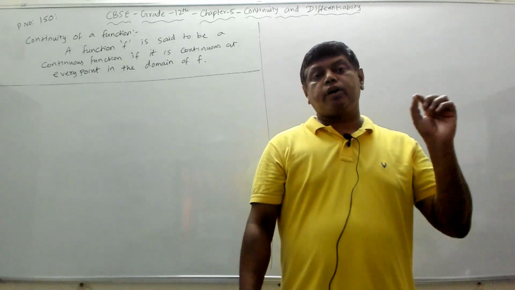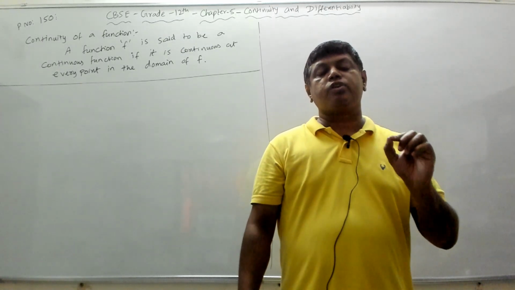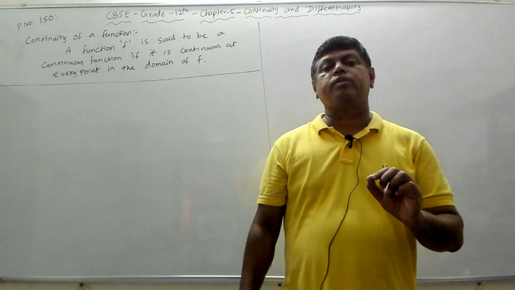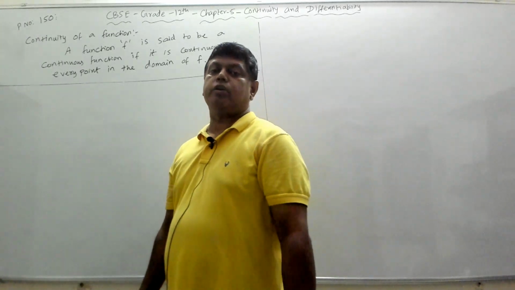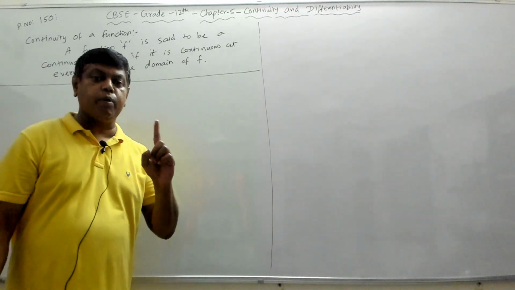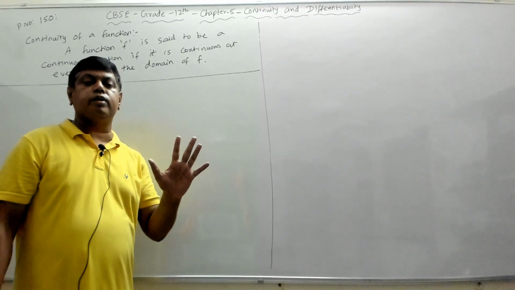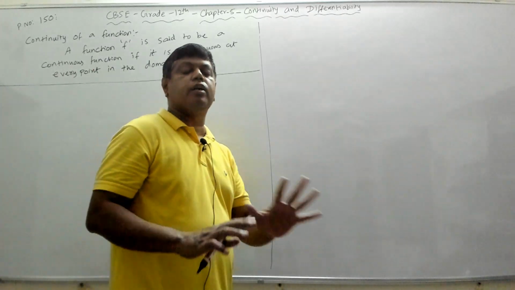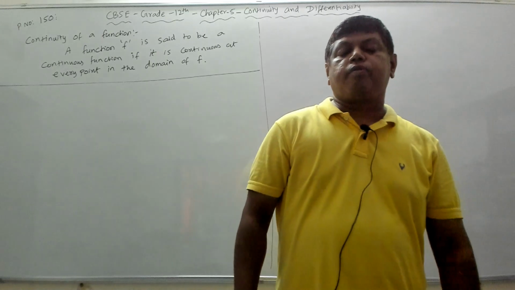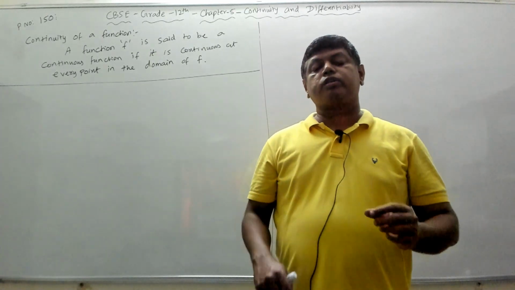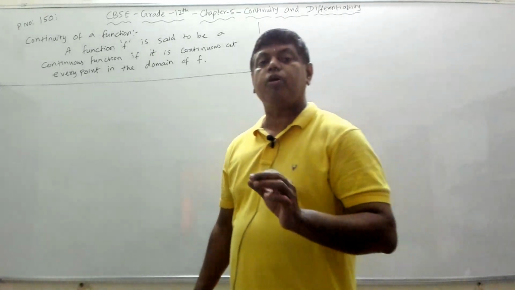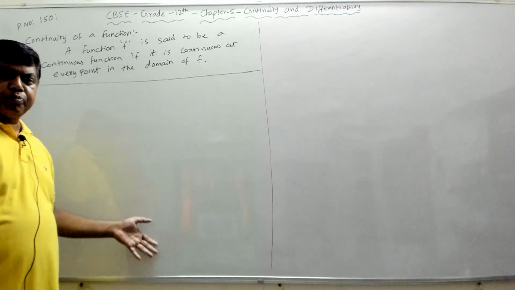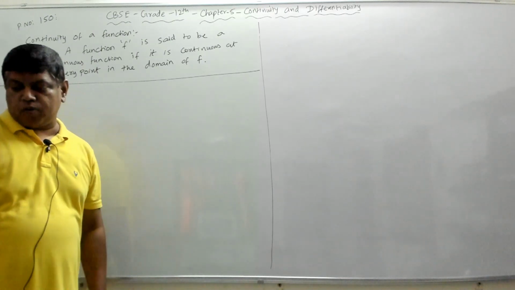For f to be not continuous, even if f is discontinuous at one of the points in the domain of f, then we'll say f is not continuous. Even if it fails for one point, we will say as a whole f is not a continuous function, and f becomes a continuous function as a whole if it is continuous at each and every point in the domain of f. So based on this definition, we will solve some problems.